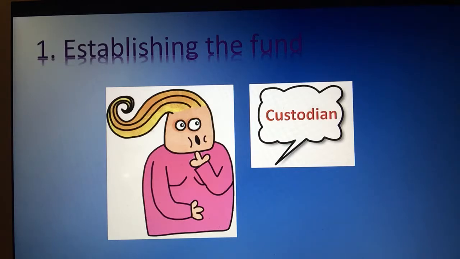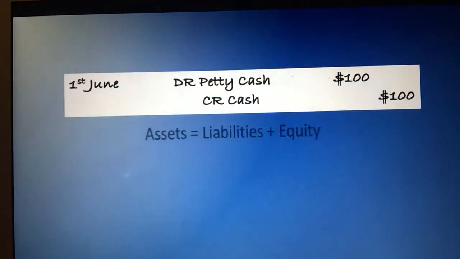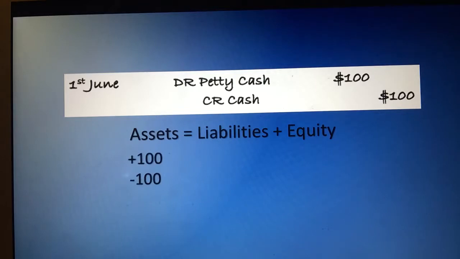To create the petty cash fund, a general journal is recorded. Let's say a business created a petty cash fund of $100 on June the 1st. They would debit petty cash $100, in turn crediting cash $100 to account for the transfer of funds. Assets are increased, then decreased to balance the entry.